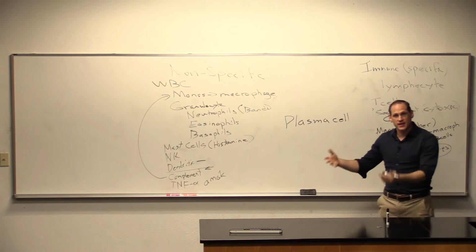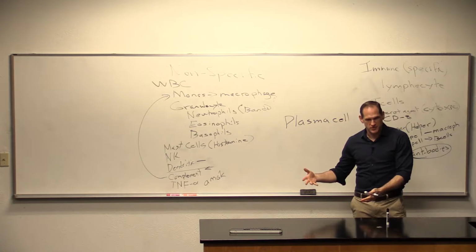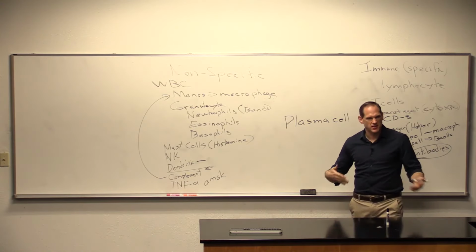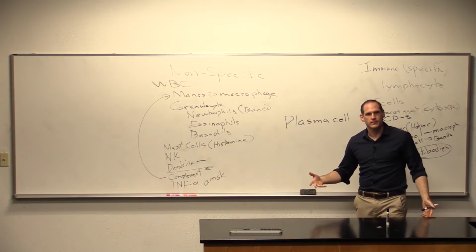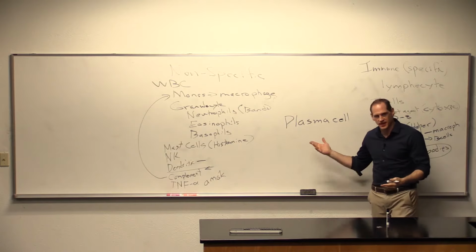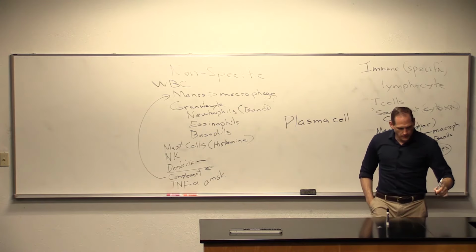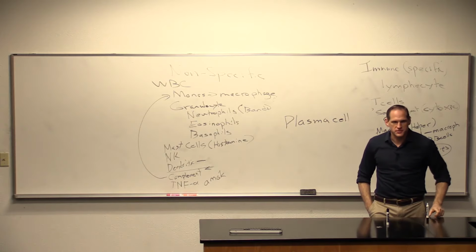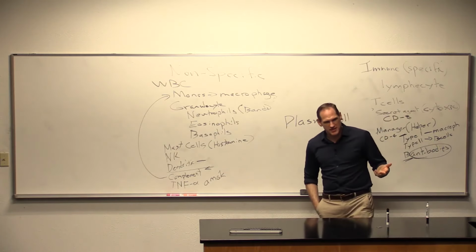So when a memory cell happens, when it survives the apoptosis culling, what is that called? What is a memory cell technically? A plasma cell. Plasma cells are important for a number of reasons. They're the reason why immunizations work.